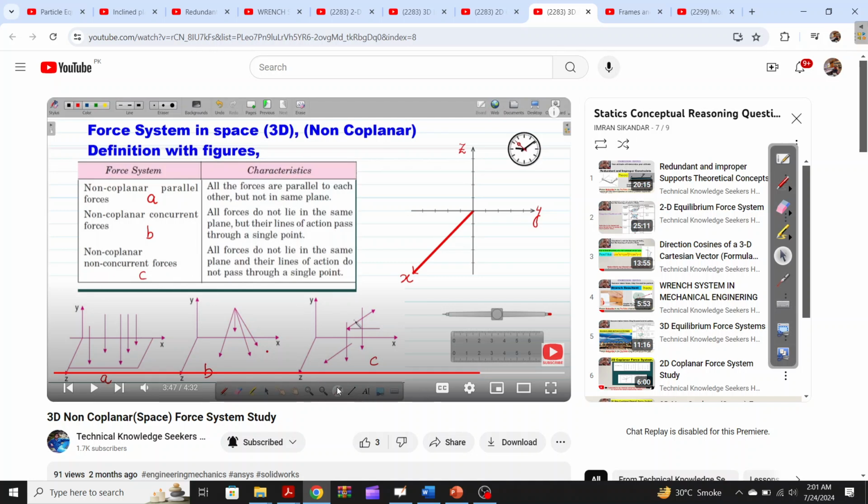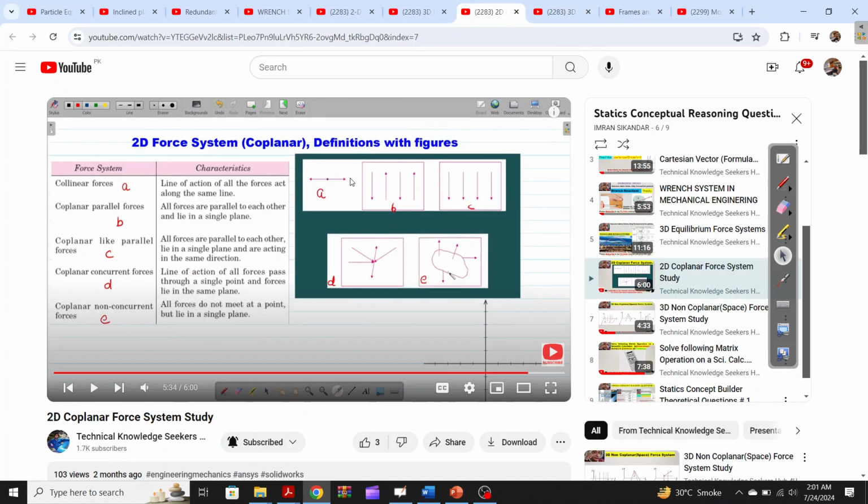And remember, these are all 3D systems. So you can watch this video to understand them, and their definitions and characteristics are explained over here. A, B, C explained. And for other kinds of systems, for very simple 2D force systems, we have defined collinear forces as this: A, coplanar parallel forces; B, coplanar like parallel forces; C, and coplanar concurrent forces is D, and coplanar non-concurrent forces is E. Okay, so this is explained over here.